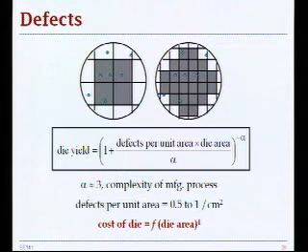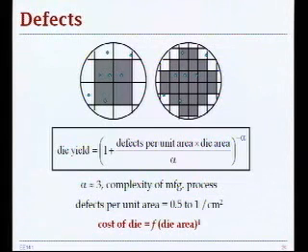First, defects per unit area are randomly, uniformly distributed, and they're about 1 defect per square centimeter on a wafer. And then in addition to that, you have the complexity of the manufacturing process, and that will ultimately determine the number of faults that you have in your design.